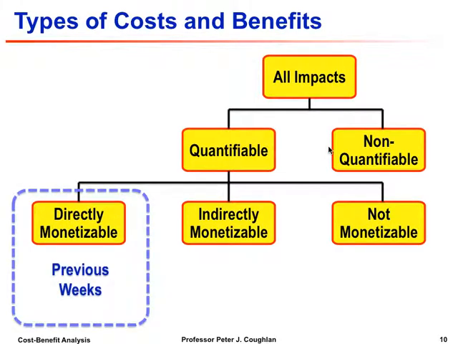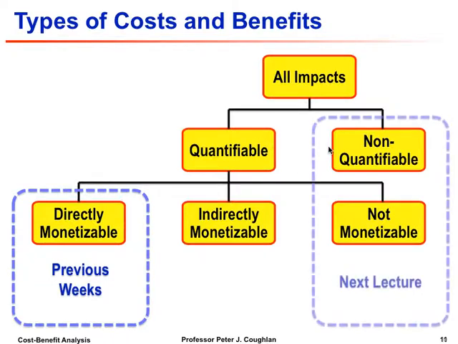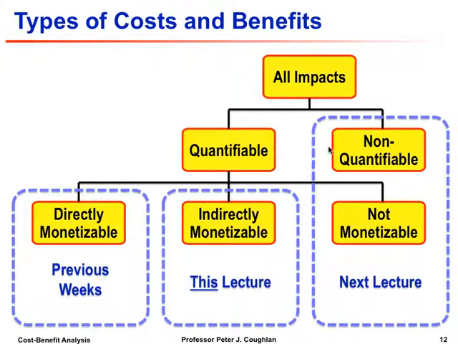In the previous weeks we've been talking about things that are both quantifiable and directly monetizable. That's what we've been focusing on so far. In the next lecture, we will talk about non-monetizable impacts, and what we do with things that are seemingly non-quantifiable and certainly not monetizable. How do we handle those? But today we're going to talk about things that are quantifiable but indirectly monetizable. That's what this lecture is about.